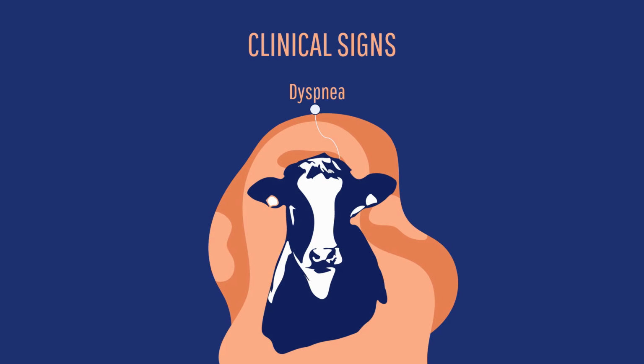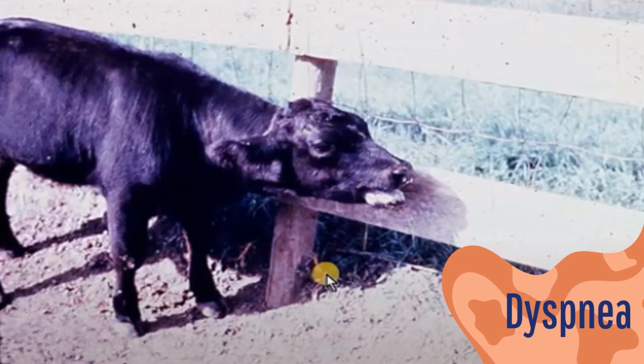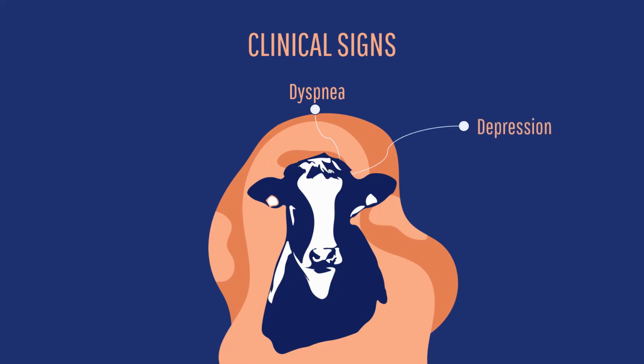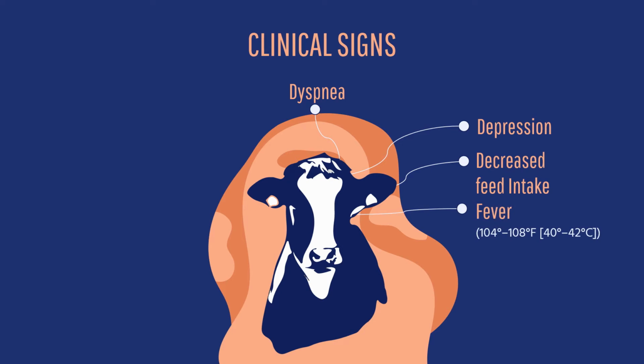Next, we are going to look at the clinical signs of BRSV. One of the obvious signs is dyspnea, possibly with open mouth breathing, which may become pronounced in the later stage of the disease. As you can see in the picture here, the cattle have trouble breathing. Other signs are depression, decreased feed intake, fever up to 40 to 42 degrees Celsius, and for adult cattle, you may see a drop in milk yield.